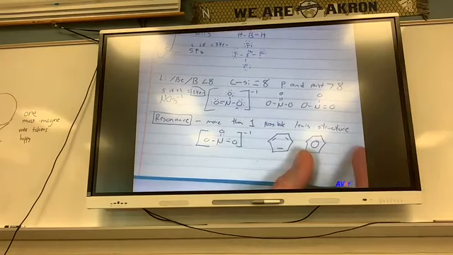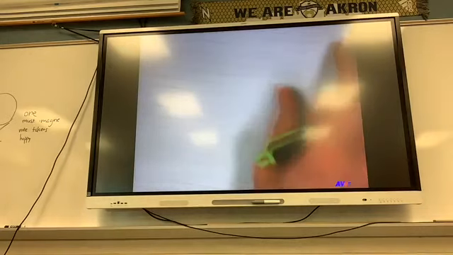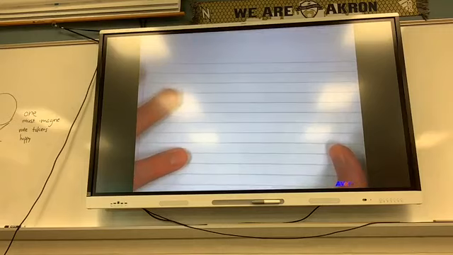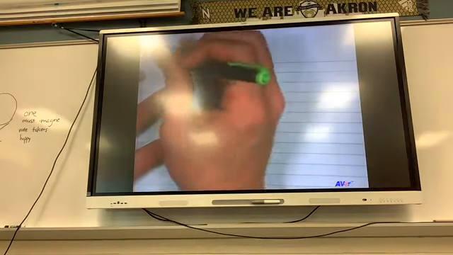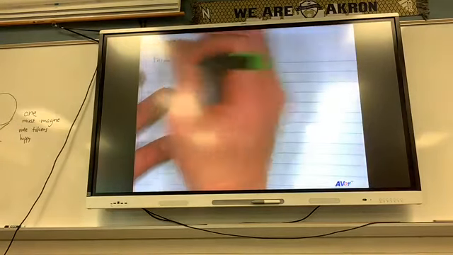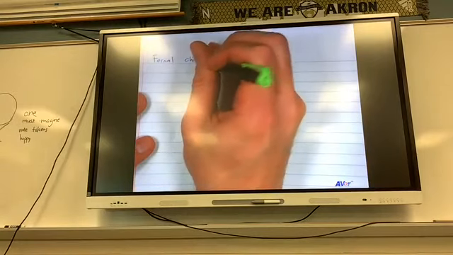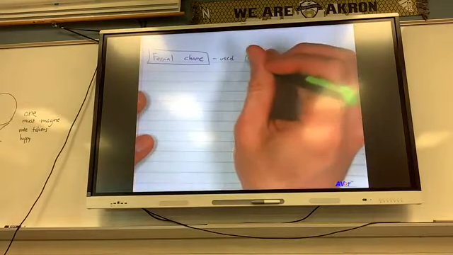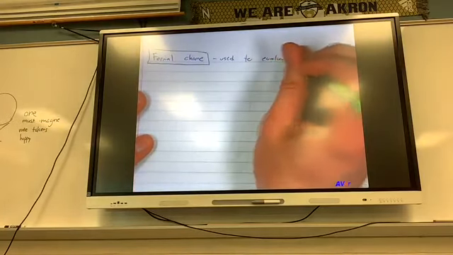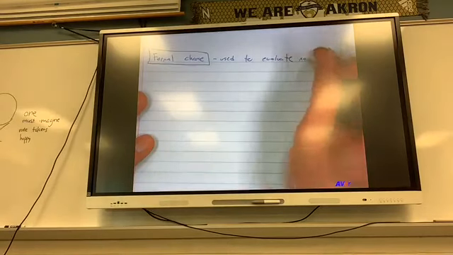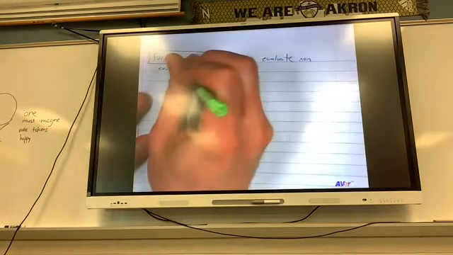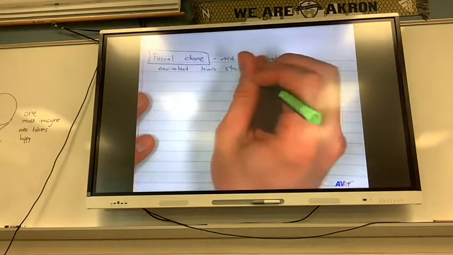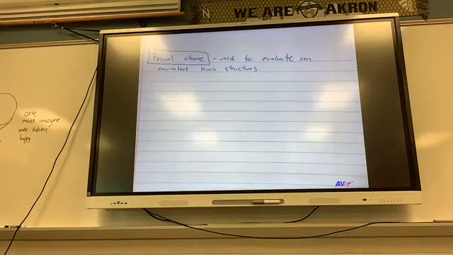Okay, moving on. The last thing, so we have these resonance structures. If more than one is possible, how do we know which one is right? Well, I'm glad you asked. The way we know which one is right is by using formal charge. So this is used to evaluate non-equivalent Lewis structures.